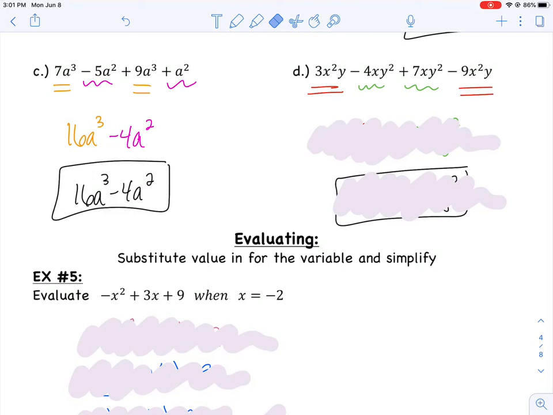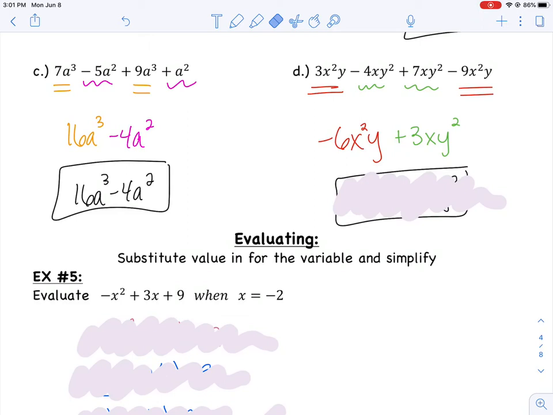So 3 minus 9 would give me a negative 6x squared y. I also see that I have an xy squared. I have a negative 4xy squared and a positive 7xy squared. They have the same variable with the same exponents. It looks really close to the other term, but they're not like terms with those other ones, so be careful.